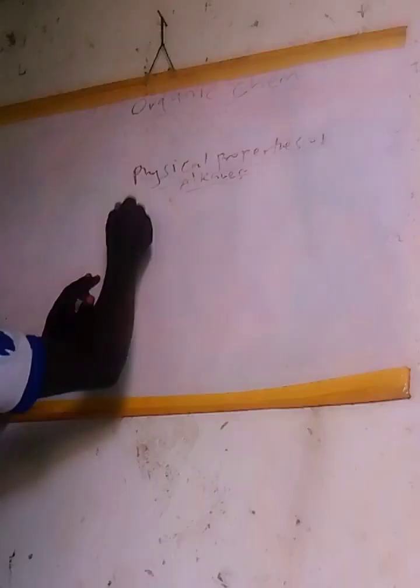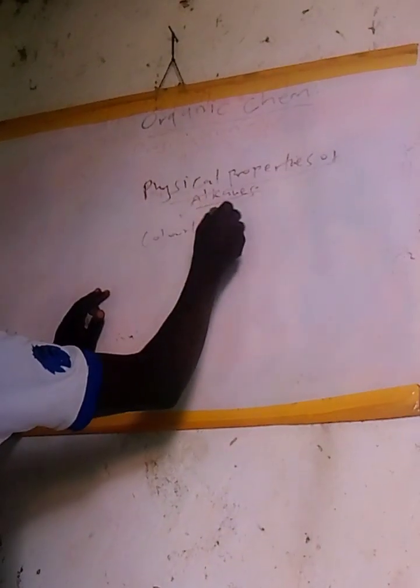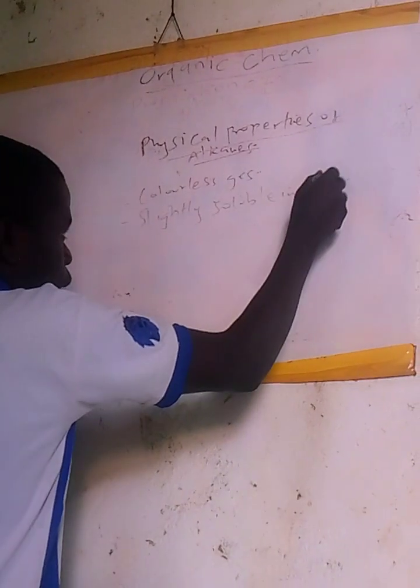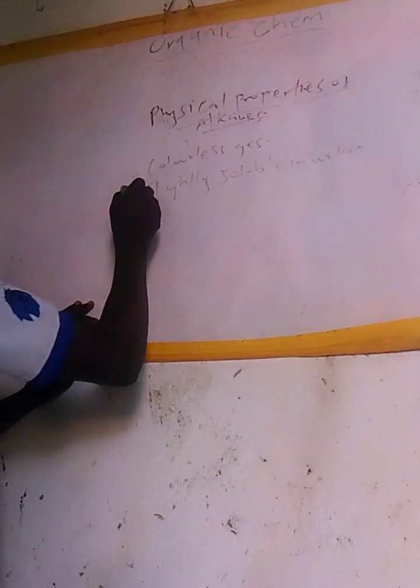So they are colorless. Those are just common physical properties. Number one, they are colorless gas, and they are non-poisonous. Number two, slightly soluble in water. That is also a physical property. Then we can also talk of they are soluble in organic solvents. Take note of this one. They are soluble in organic solvents.